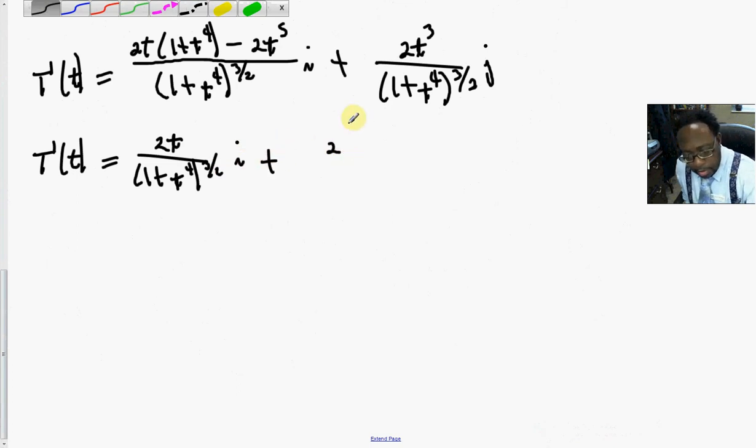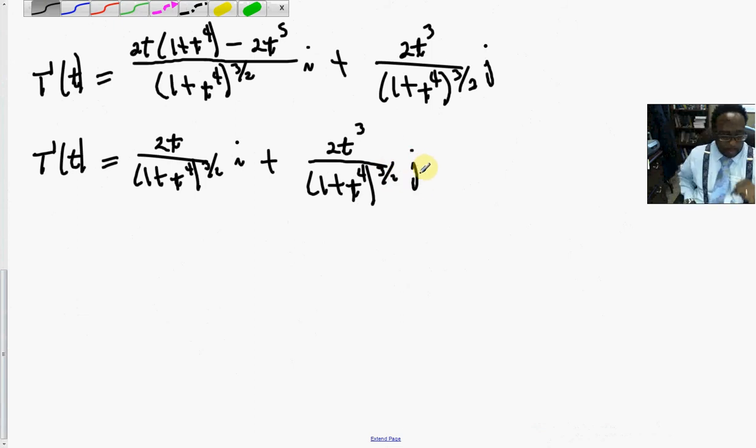plus 2t to the 3rd all over 1 plus t to the 4th, the 3/2 power j. Find its norm. Find the normal vector. It's T prime divided by the norm of T prime. Find its norm. Find the norm of T prime, excuse me.